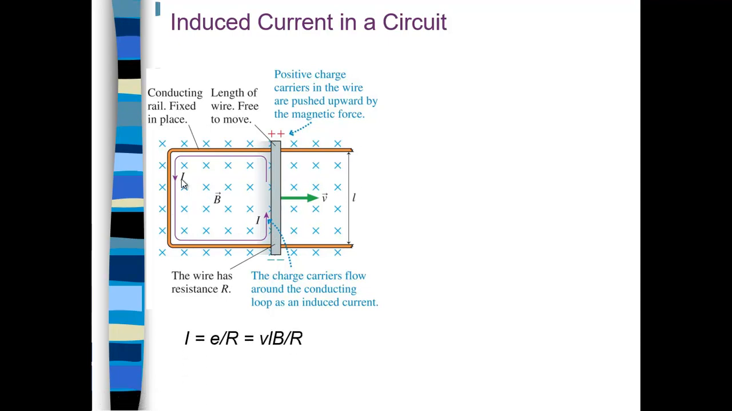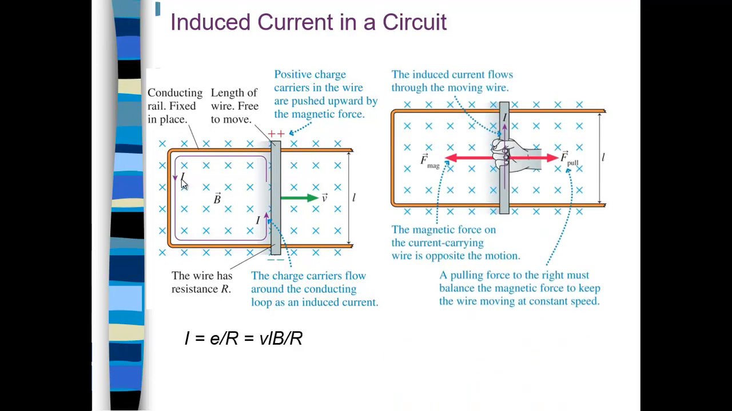Okay, so I is equal to my electromotive force divided by my resistance. That's just current is equal to the battery power divided by the resistance. So that's also equal to velocity times the length of the conductor, and that's an L, not an I, times the strength of the magnetic field going into the page divided by resistance. So induced current moves through the wire.